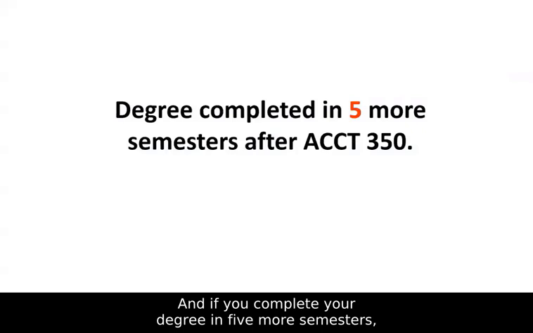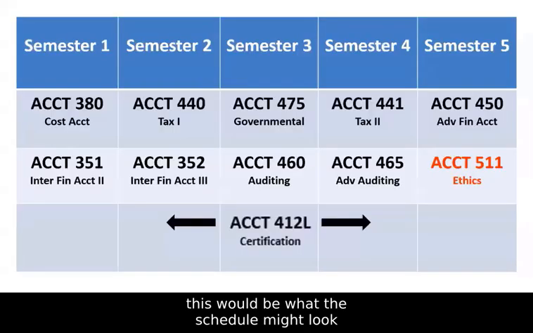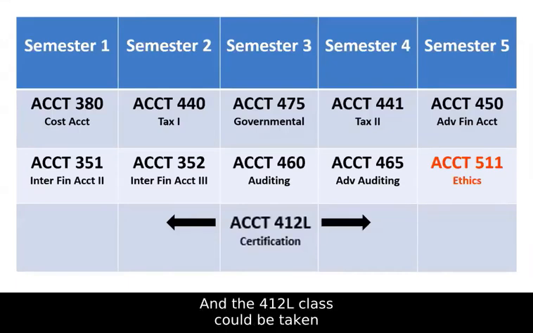And if you complete your degree in 5 more semesters, which would be more typical of a student that is working full-time, this would be what the schedule might look like, where you're taking a couple of accounting classes each semester, or maybe including a summer. And the 412L class could be taken at any time starting in semester 2.